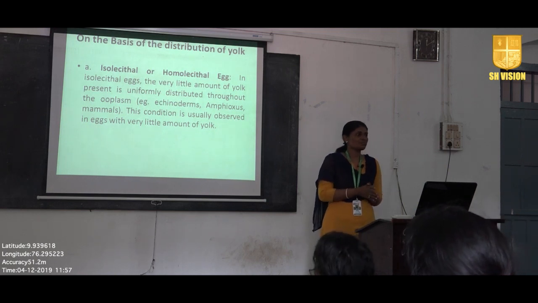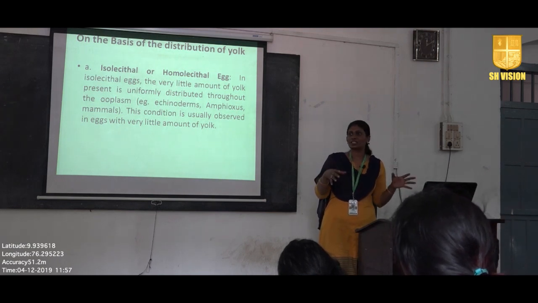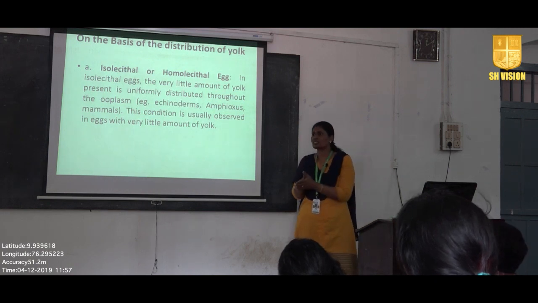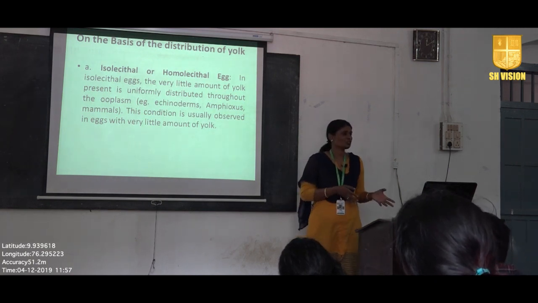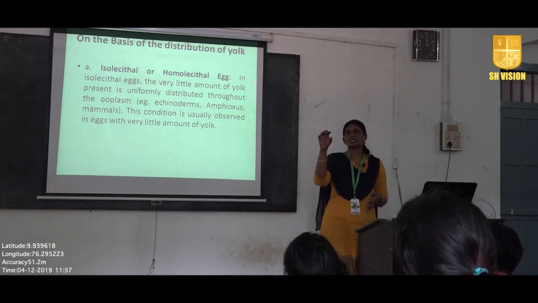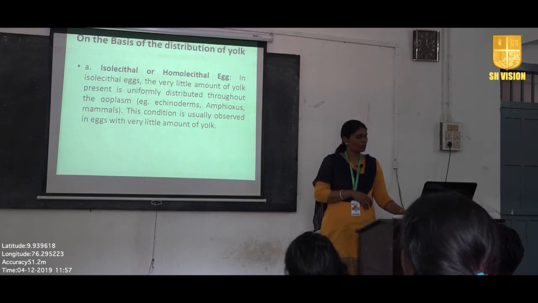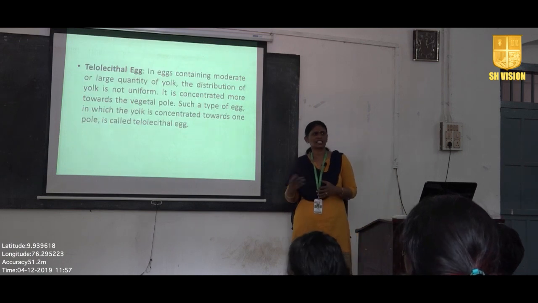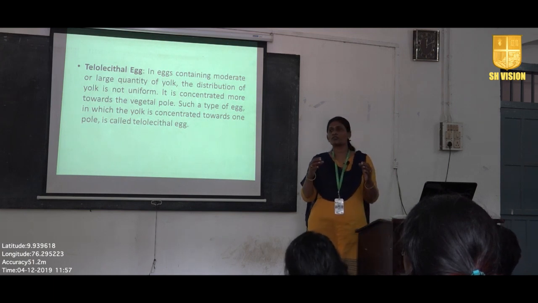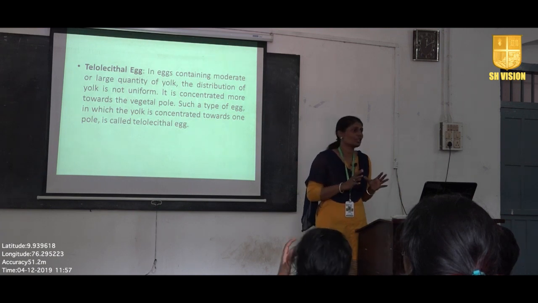Then the next classification is based on distribution, how it is distributed, whether they are evenly distributed, or whether they are concentrated towards the vegetal pole. It could be divided into isolecithal or homolecithal, where yolk is scattered throughout evenly. An example for this is Amphioxus, and mammals come as an example. And the next classification is telolecithal. Telolecithal, a large amount of yolk is present and that is concentrated towards the vegetal pole.